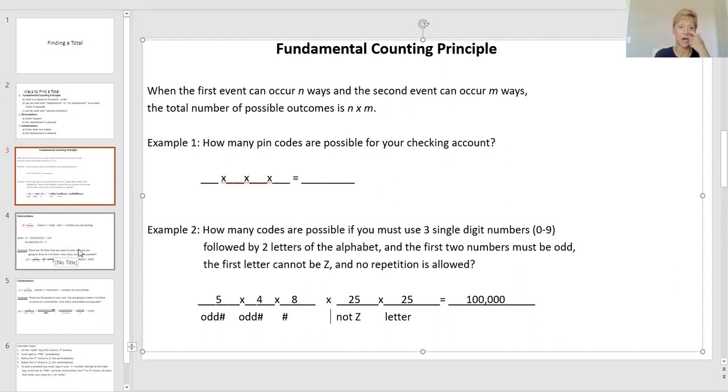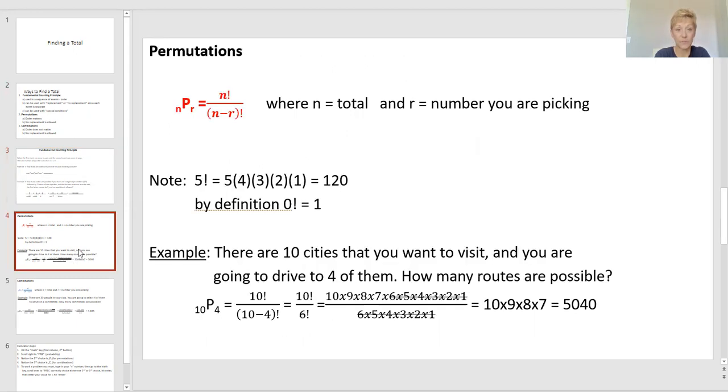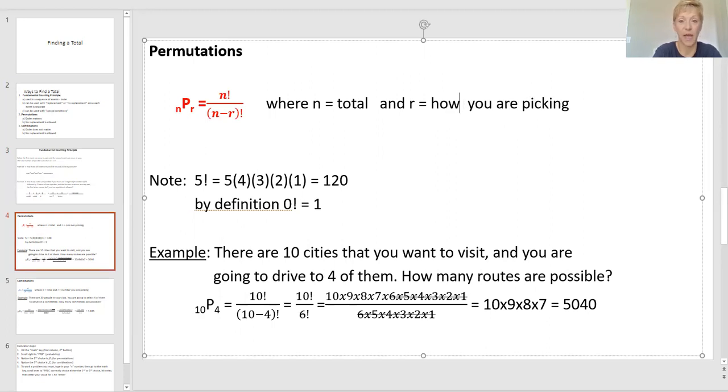All right. So let's go back now and look at permutations. Now the formula for permutations in your book looks really weird. It looks like this. N is the total from which you're picking and R is how many you're picking. So instead of number you're picking, let's kind of change that to how many you are picking. So now 5, and this actually looks like an exclamation point. In math, that's called a factorial.